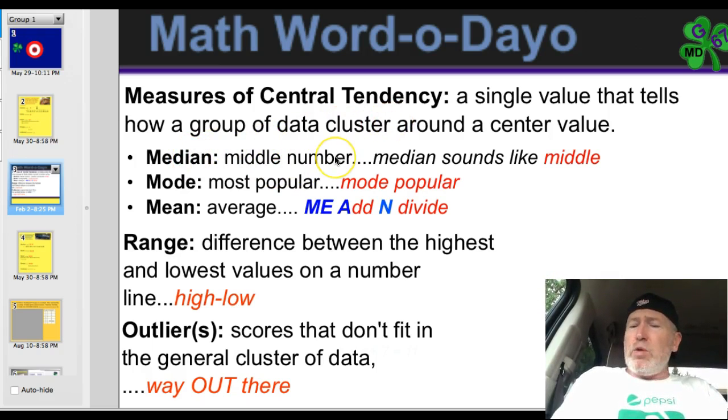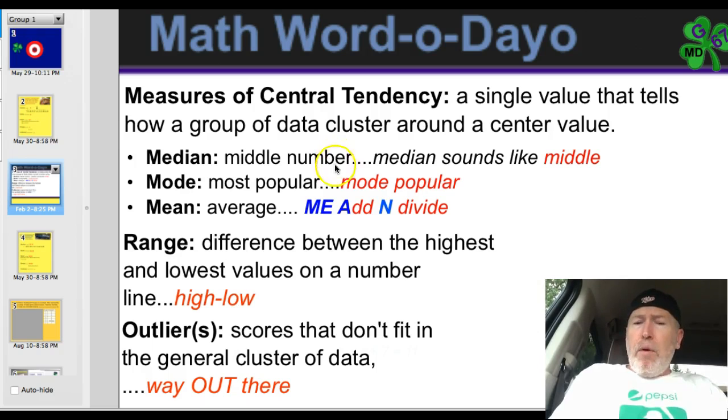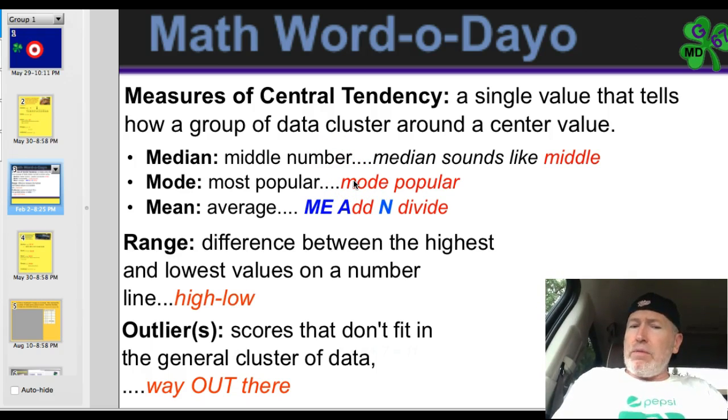The median tells us what that middle number is. The mode talks about the most popular. Again, these are all single values, right? Not a group of 12 numbers like we started off with. And then the mean, that's the average. And I put in there how I think of that Yoda thing. Me, add, divide, strong with the Jedi.